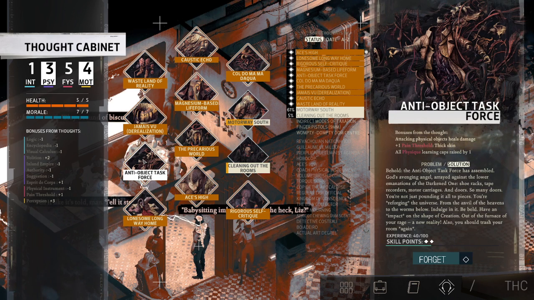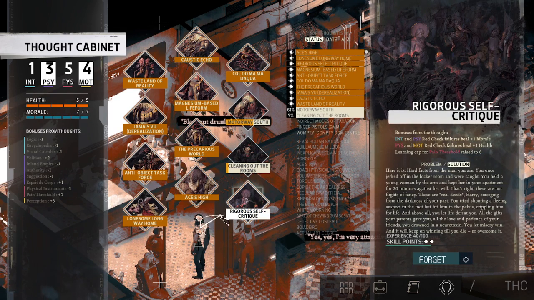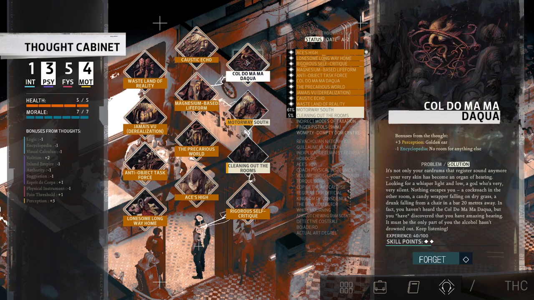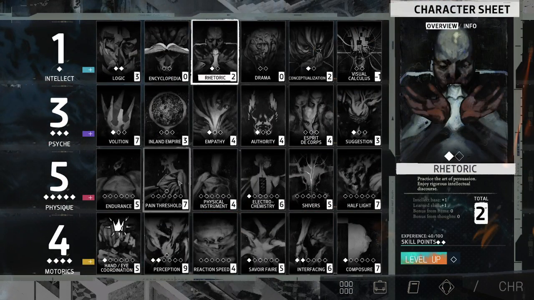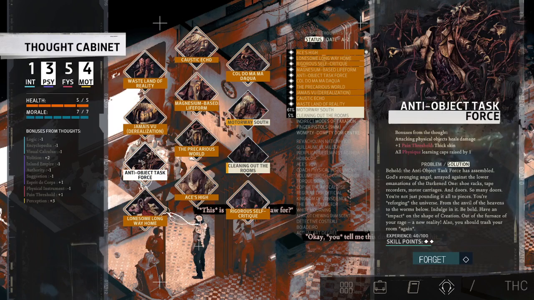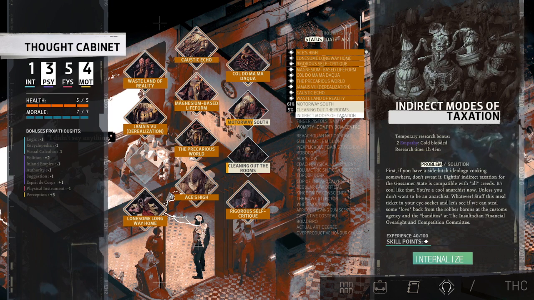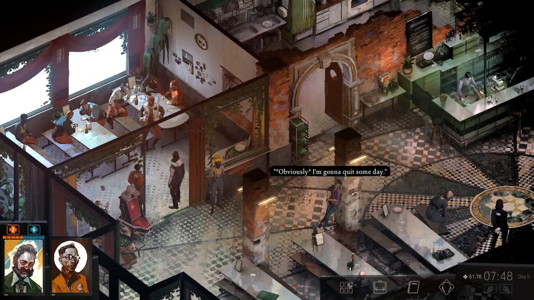Attacking physical objects heals damage. Pain threshold, thick skin. We don't really need anti-object task force because our physique is high. Pain threshold. Yeah, we're at 7. Our pain threshold is super high, so I think I'm okay with getting rid of this. Okay. Forget. Then let's add Humpty Dumpty Dom Center, just so we can get through that thought, and I'm curious as to what is going on there.